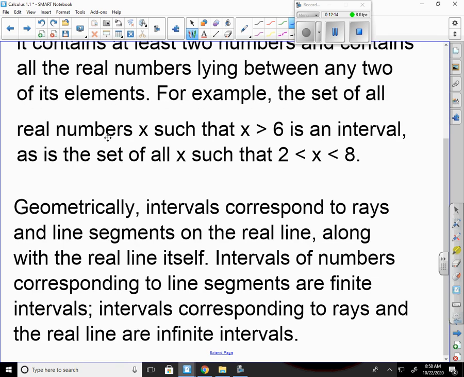If we go back to geometry, I bet you guys had a great geometry teacher. Geometrically, intervals correspond to rays and line segments on the real line, along with the real line itself. Intervals of numbers corresponding to line segments are finite intervals. If you remember from back in geometry, when we talked about rays, there was an endpoint, and then it went on forever in one direction.